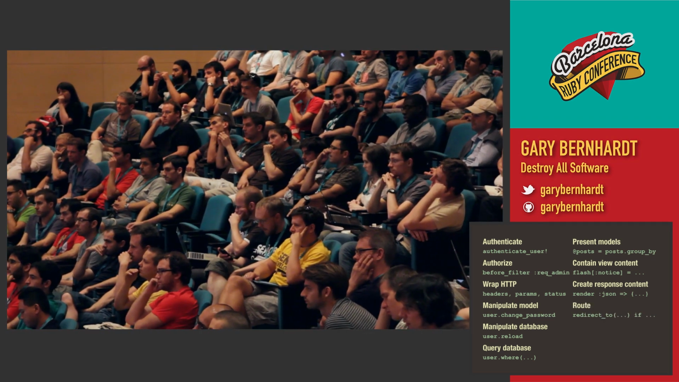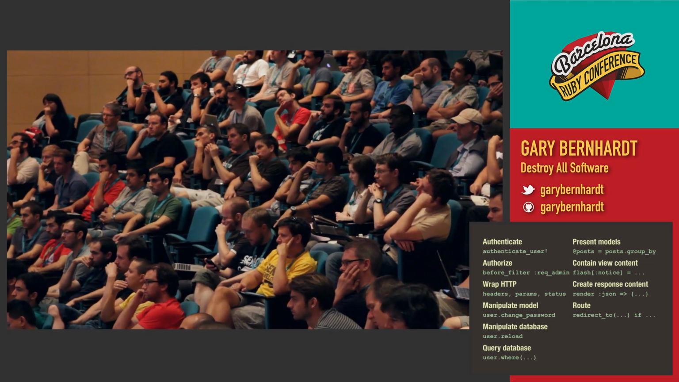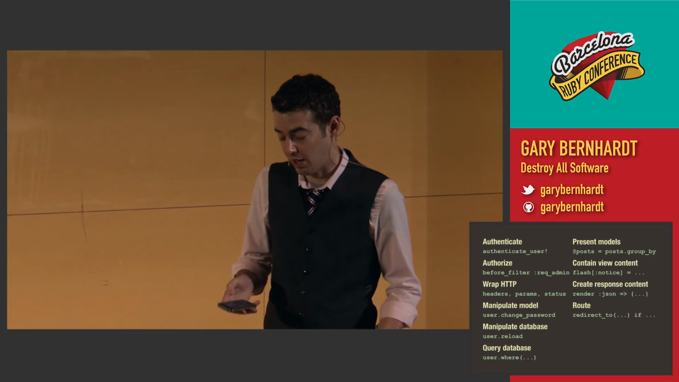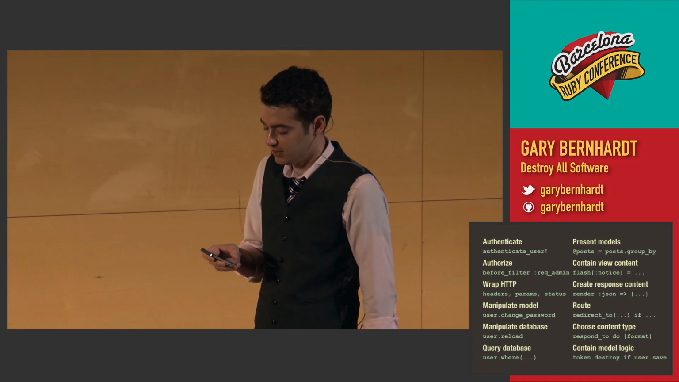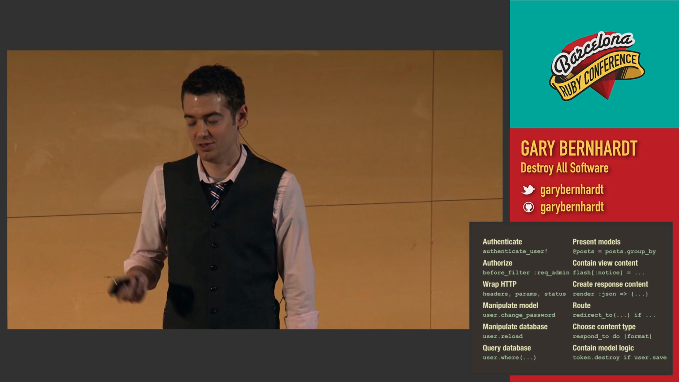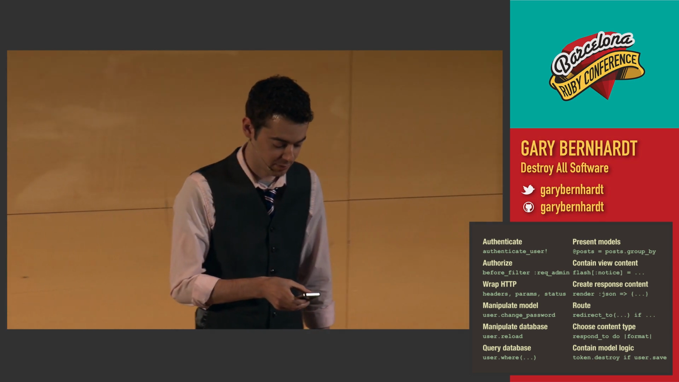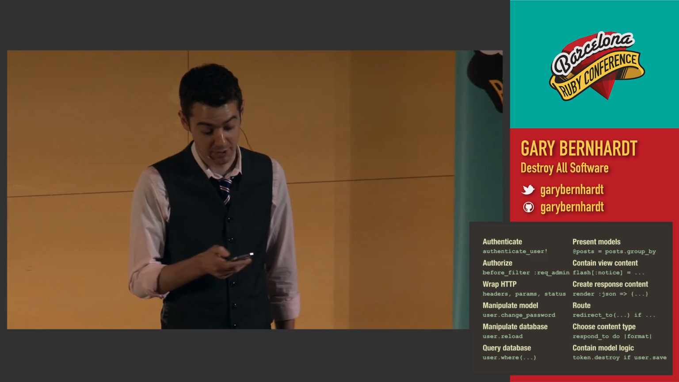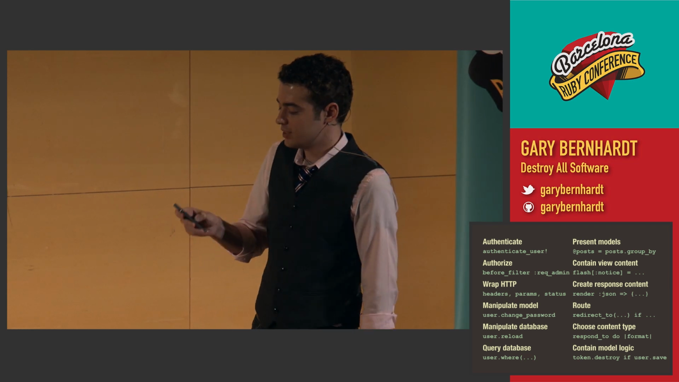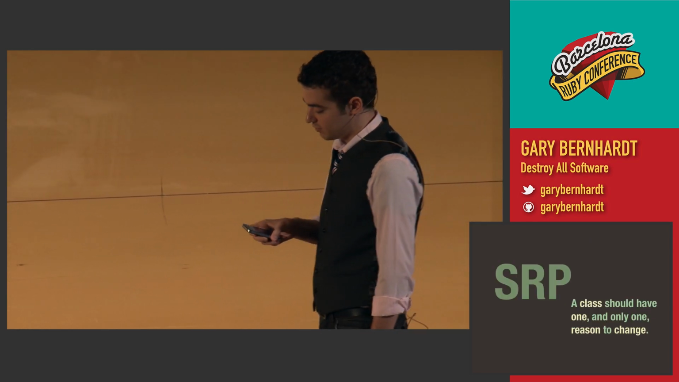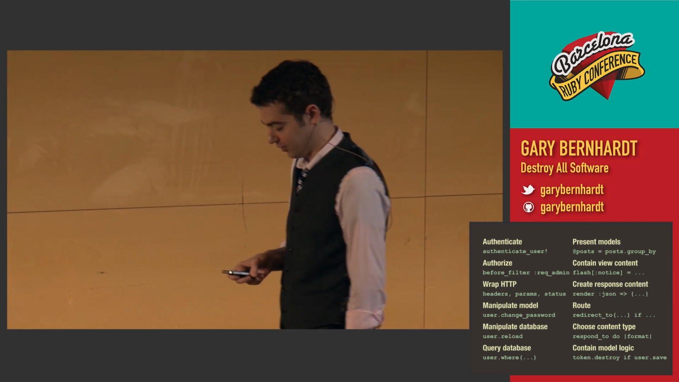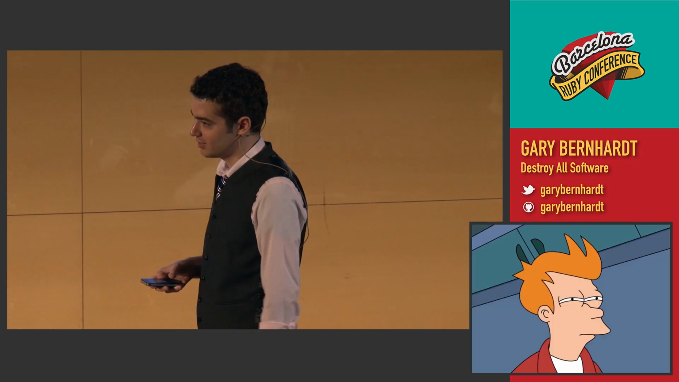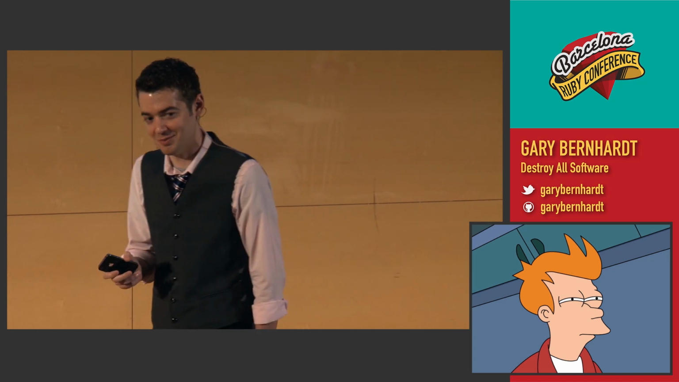They often do routing, not on the way in, hopefully, but on the way out. Conditional redirect is routing. They often choose the content type, and they often contain model logic, which is the most sinful of all of these. You should never have model logic in a controller, in my opinion. So the single responsibility principle says a class should have one and only one reason to change, and this is the one reason for a controller to change, which doesn't seem right to me. That does not seem like good design.